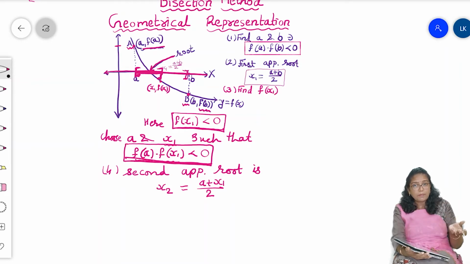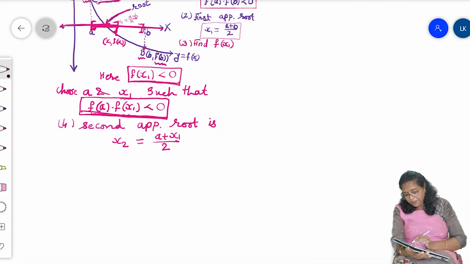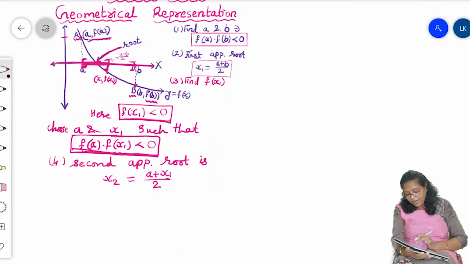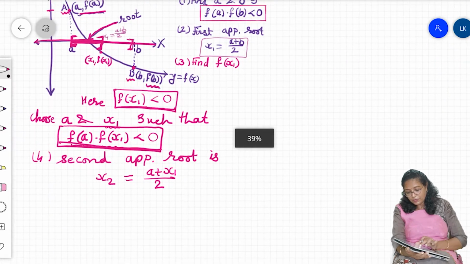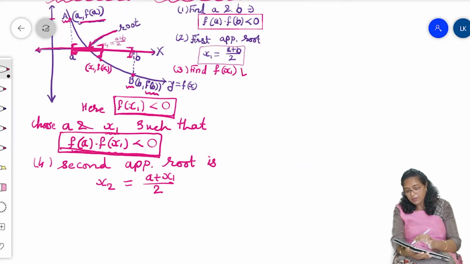What is the next step? Continue the same process, but up to how many steps? Continue the same steps until we find the root up to the desired accuracy. The fifth step is to find f(x2). Clear? Previously we found f(x1). That means here the fifth step is to find f(x2).